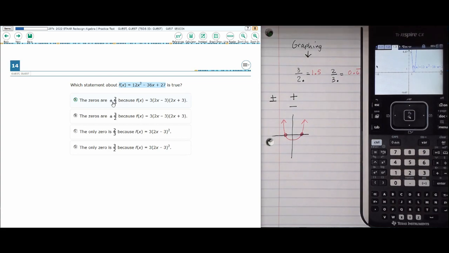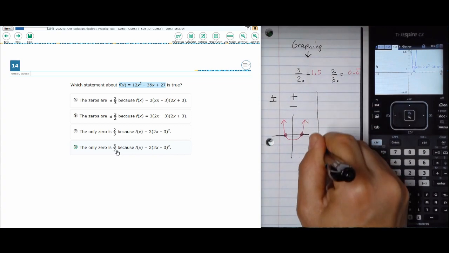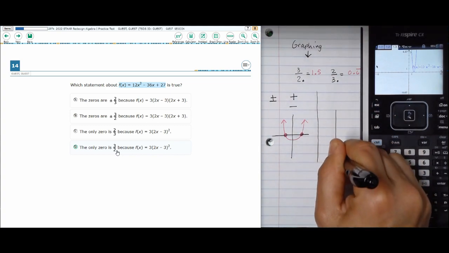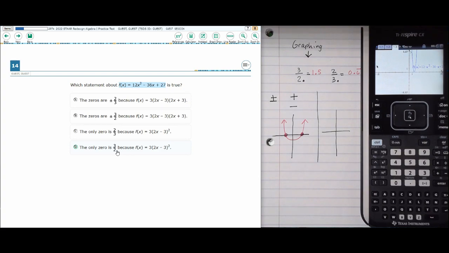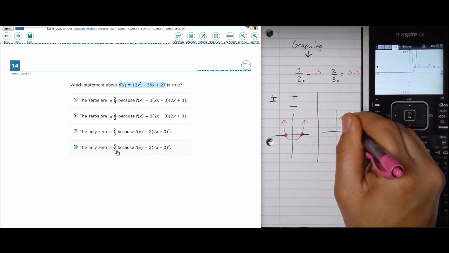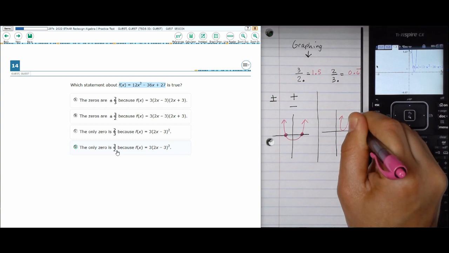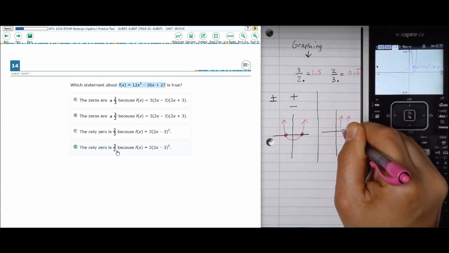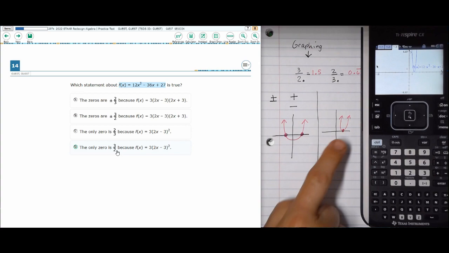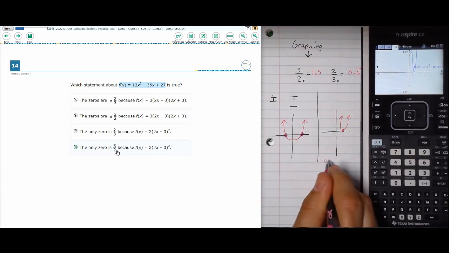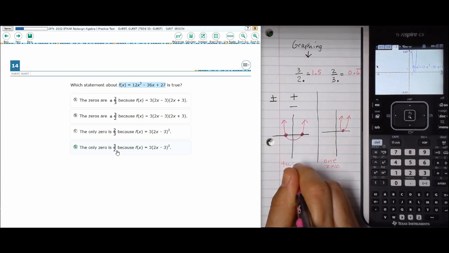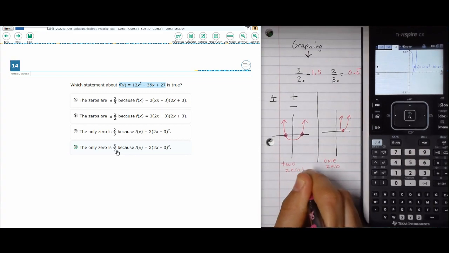Now on the other hand, if we look at C and D, it says the only zero is 2 over 3, or the only zero is 3 over 2. What they're saying in that one is that you have a parabola that only has one zero and it's positive. In other words, the graph would look like this and just have 1 zero. Now this is important, right? I'm going to write beneath it. This is 1 zero. This one has 2 zeros.